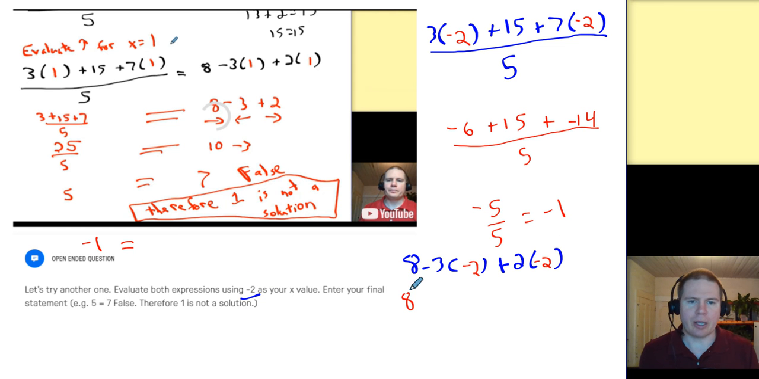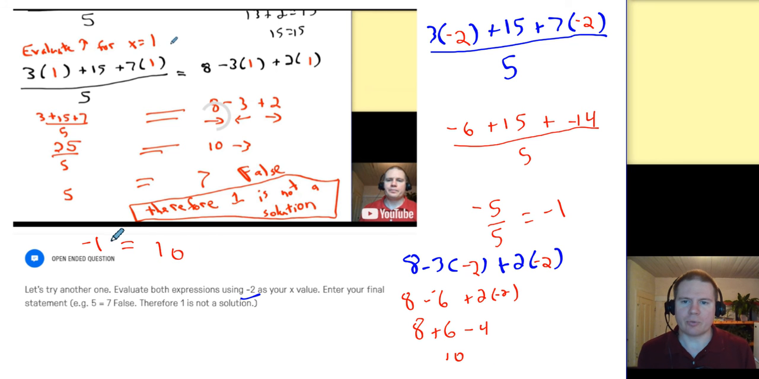So I get 8 minus 3 times 2 is 6, but it's negative. So I'm subtracting a negative. That means 8 plus 6 plus 2 times -2. 2 and 2 is 4, but that's negative. So I've got 8, 9, 10, 11, 12, 13, 14. 14 minus 4 is 10. -1 equals 10. That is false.